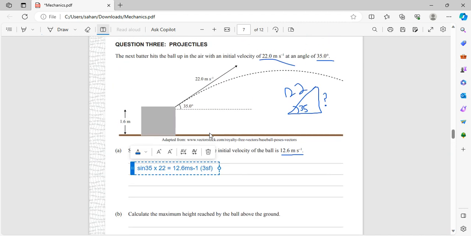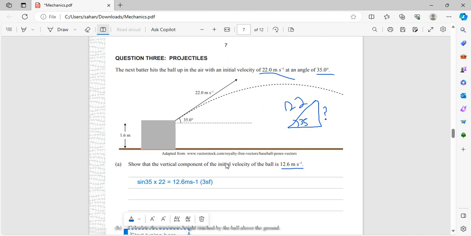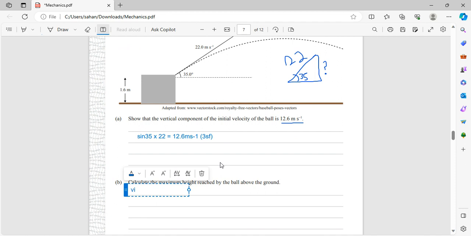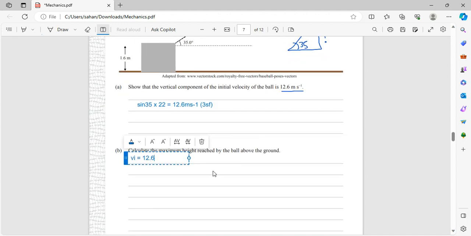Calculate the maximum height. Okay. So this is all the vertical component that we're working with right now. So VI, the vertical component, is 12.6. VF is 0 at the maximum height. D is unknown, that's what we're trying to figure out. A is negative 9.8. And that is all we need for answering this question.